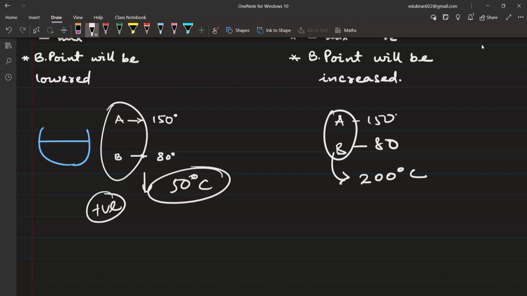B does not want A to leave, A does not want B to leave. And at this point, what is going to happen? Neither will the solution boil at 80 degrees, nor will it boil at 150 degrees. It will rather boil at 200 degrees Celsius, and there is only one boiling point of that particular solution.